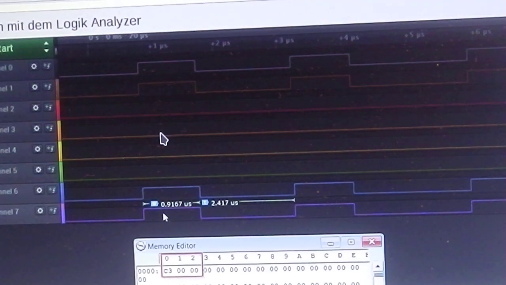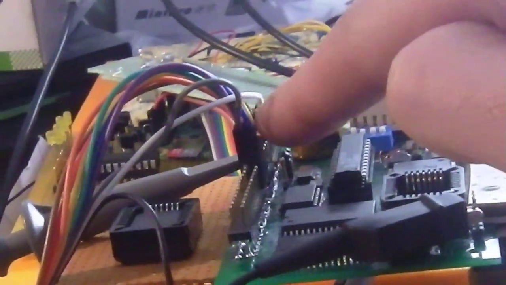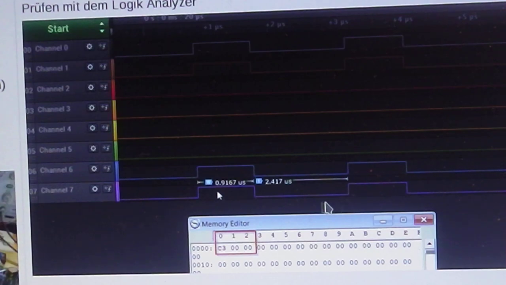So this is 11000011, and this is the opcode C3, and this is jump. And the other two cycles, 00, are the addresses. And then it goes back again, C3, also 11000011. So I could verify with my software logic analyzer thing, this small fellow over there connected to the data bus, that it's able to read from the EEPROM.